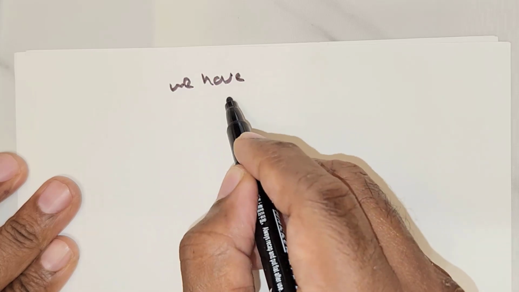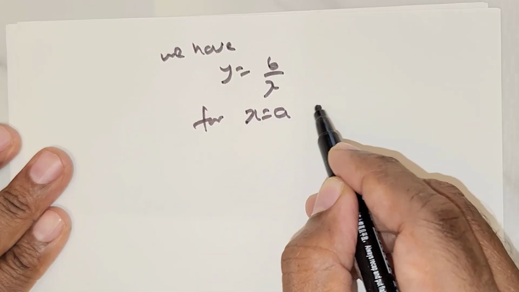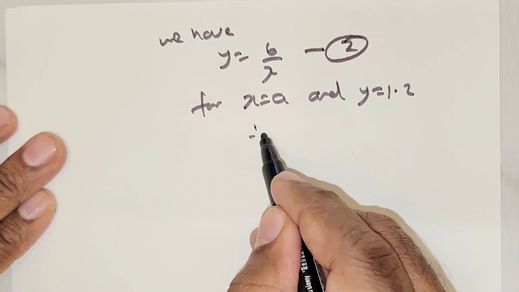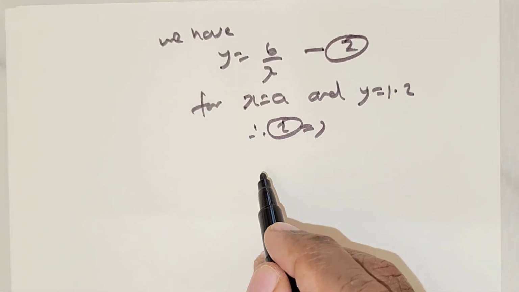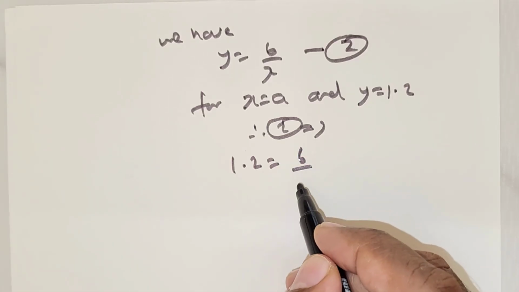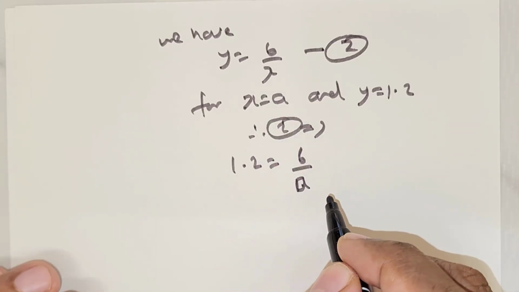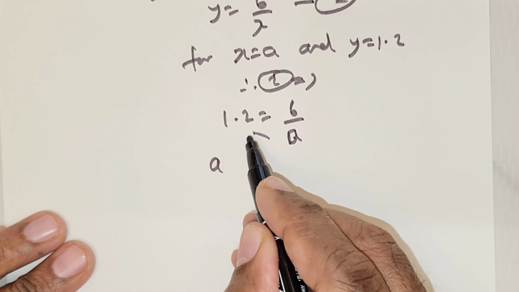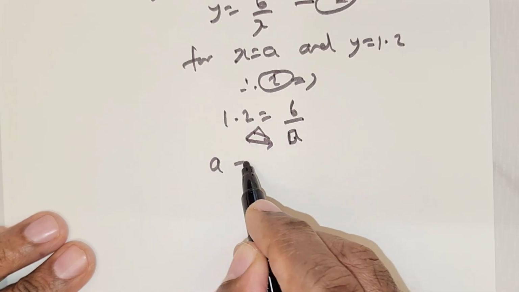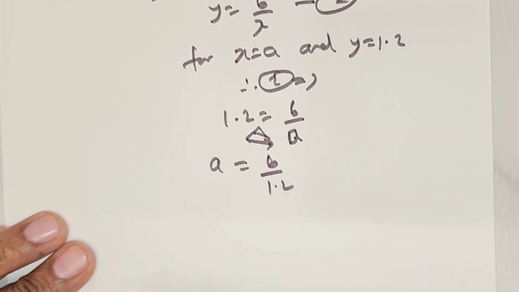So what do we have? We have y is equal to 6 over x. And then for x is equal to a and y is equal to 1.2, I can rewrite this as 1.2 is equal to 6 over a, as x is equal to a. So just place the value of a there. So cross multiply, you get a, and then you bring the 1.2 down to the denominator. So it's going to be 6 over 1.2.